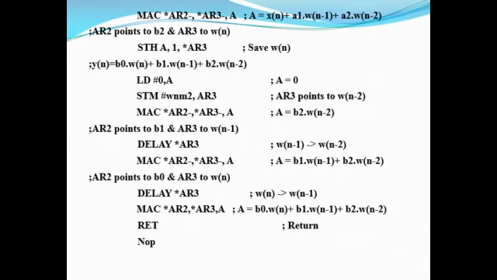So this is what we see. MAC AR2, AR3 and A. So A will be x of n plus A1 into W of n minus 1 plus A2 into W of n minus 2.